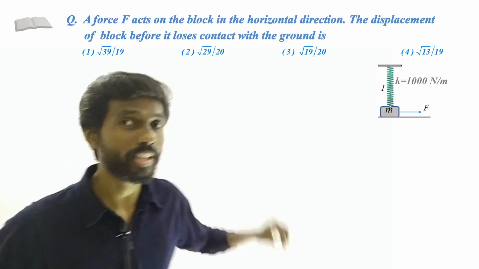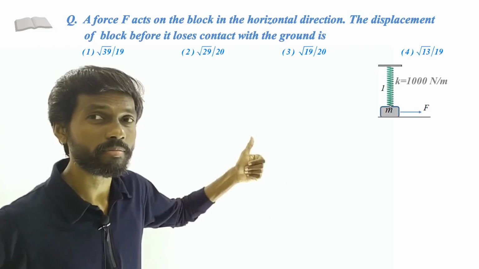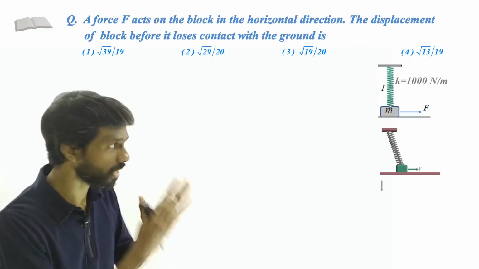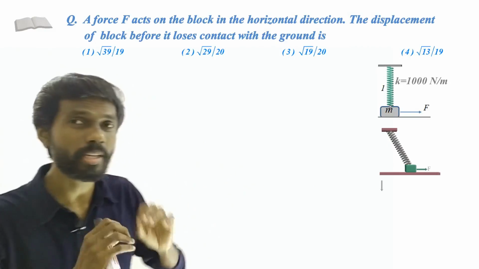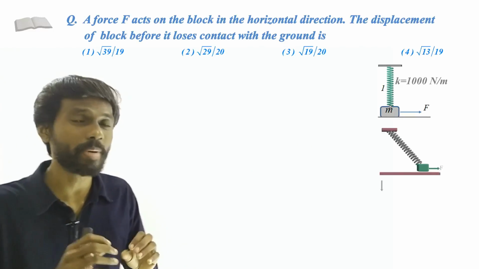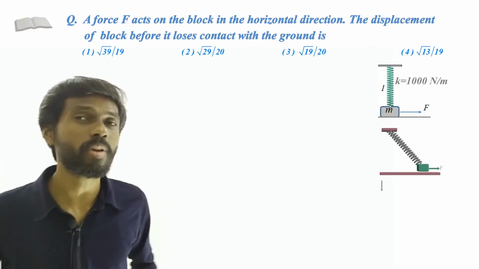Here a block is on the ground which is attached to a vertical spring. A force F acts on this block in the horizontal direction. We have to find the distance covered by this block before it loses contact with the ground, right? Yes. When it loses contact with the ground, what will happen at that point? The normal reaction will become 0.